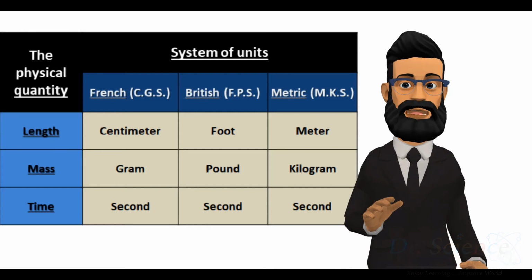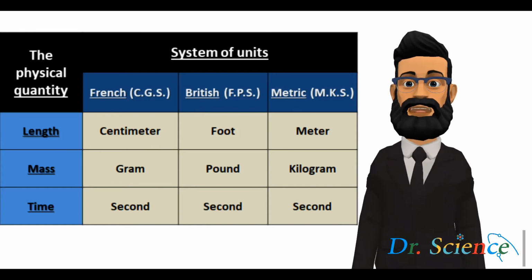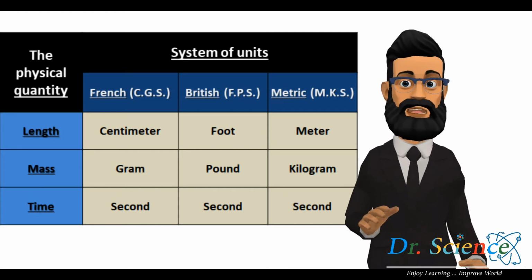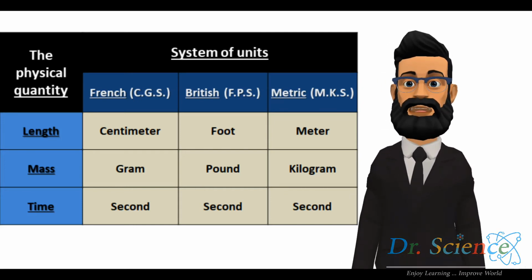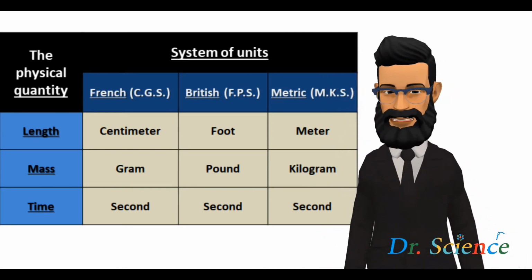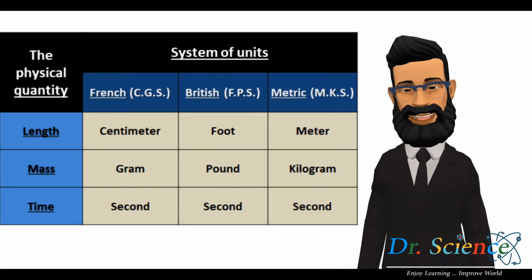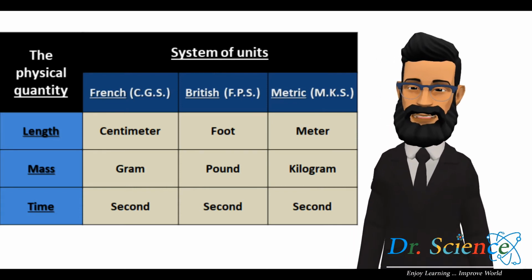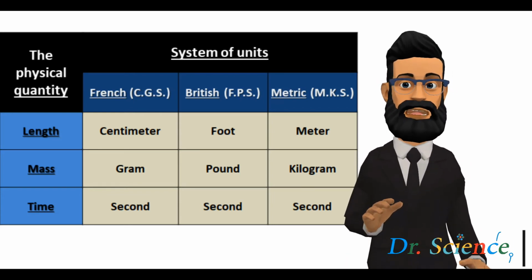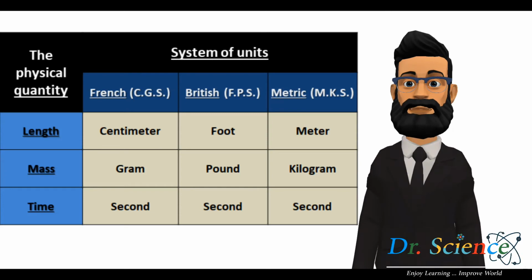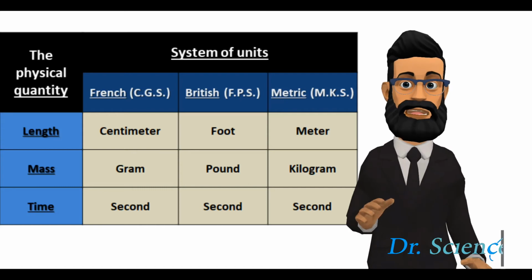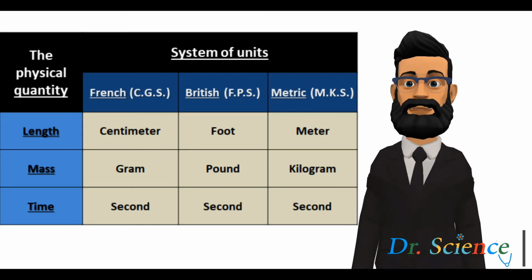As we see, the French system measures length in the unit of centimeter, mass in the unit of gram, and time in the unit of second, so we can call it the CGS system. The British system measures length in the unit of foot, mass in the unit of pound, and time in the unit of second, so we can call it the FPS system. And the metric system measures length in the unit of meter, mass in the unit of kilogram, and time in the unit of second, so we can call it the MKS system.